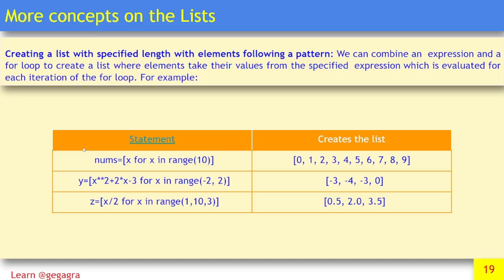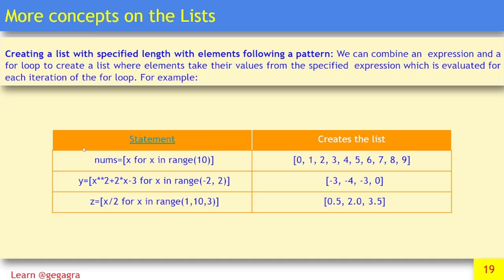Similarly here, y is equal to x to the power 2 plus 2 into x minus 3, for whichever value x is getting from this range. The first value of x will be -2, so 2 into -2 is -4, -4 minus 3 is -7, and x to the power 2 means -2 raised to the power 2 is 4, so 4 plus -7 is -3. So -3, -4, -3 and 0 will be the values of the new list.